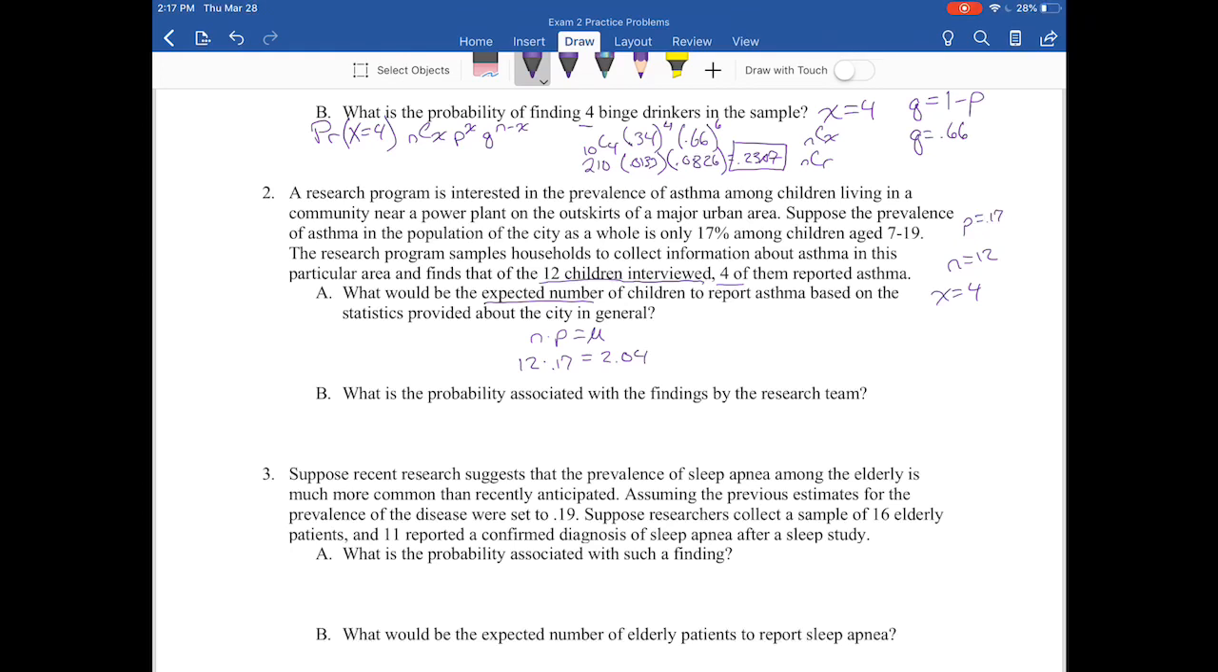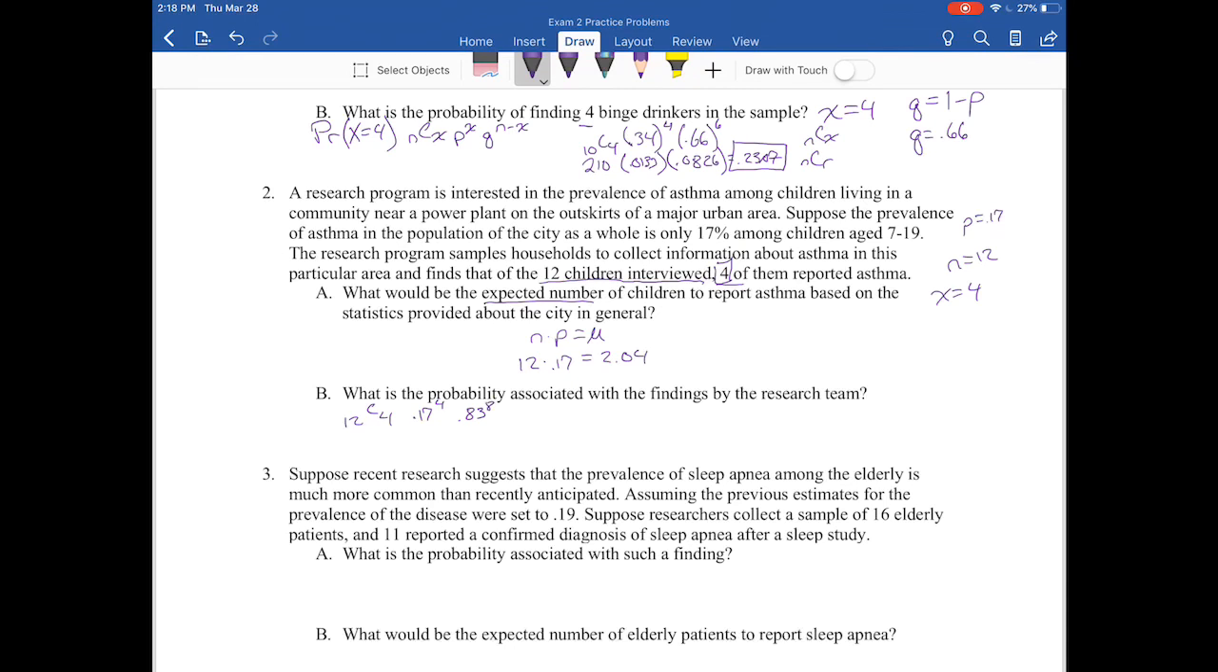Now part B is, what is the probability associated with the findings of the research team? The research found 4 of them. So what is the probability of finding these 4 children out of the 12 with the prevalence being 17%? Plug this into our formula. We're going to do our choose function. How many different ways can we pick these 4 children out of 12? Our probability of 0.17 to the 4th and 0.83 to the 8th.